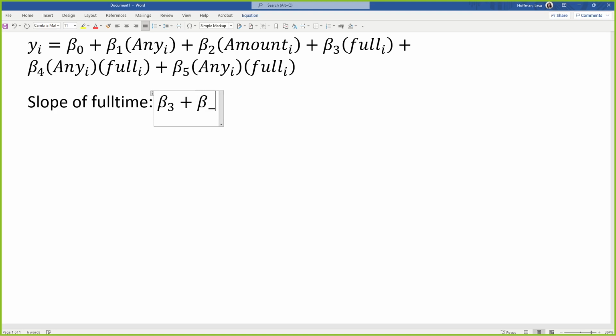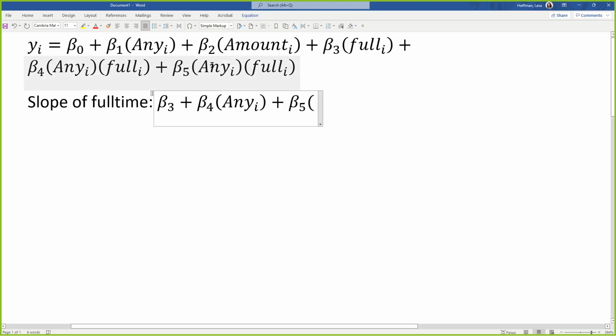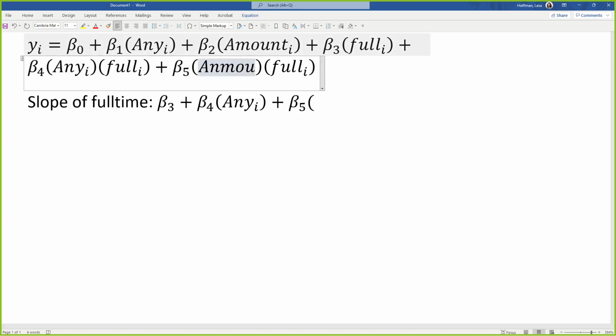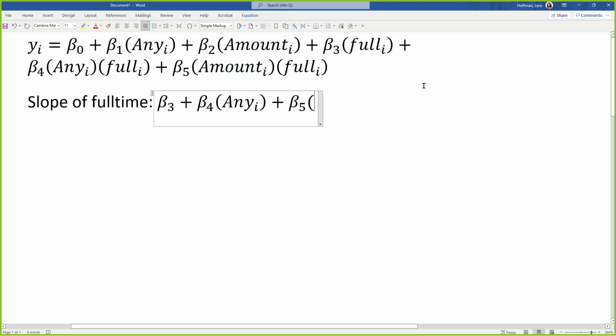Nope. Typing in front of people is the surest way to get yourself typos. And beta 5. Oh, wait. Need to fix this. Amount. Yeah, see, I can't type it all in front of people. This is why I don't do things on the board or live very often, because I do not trust myself to be able to have basic skills. Okay.